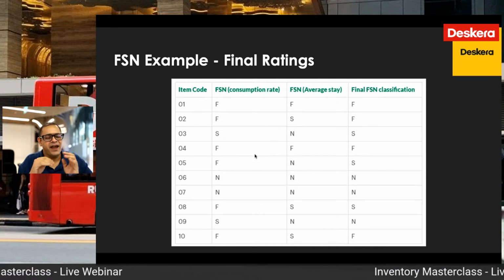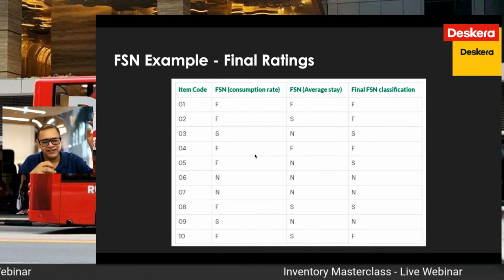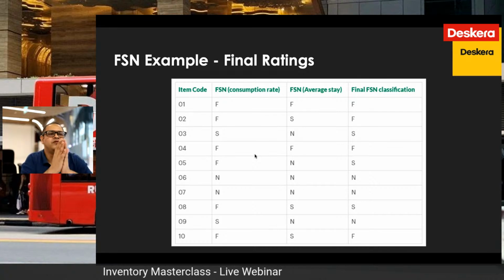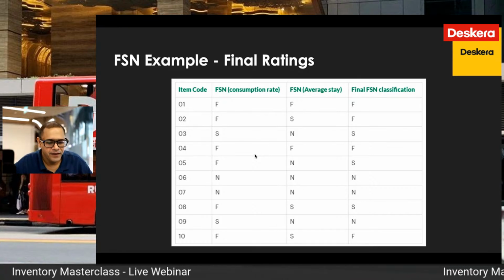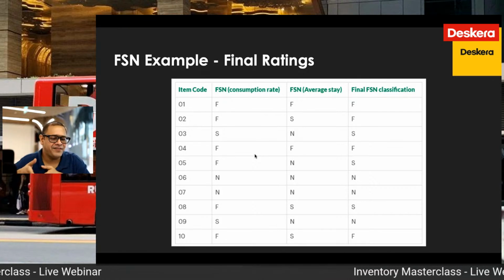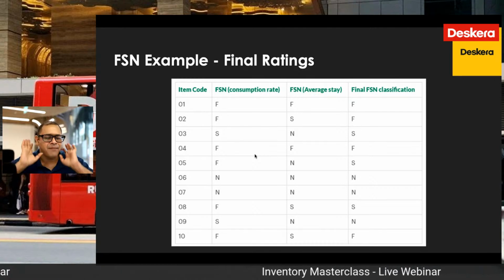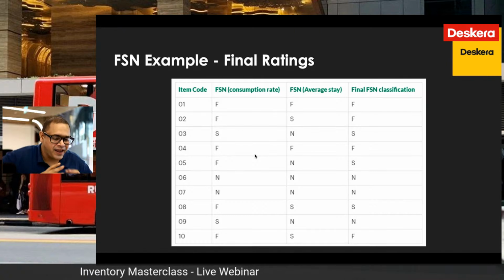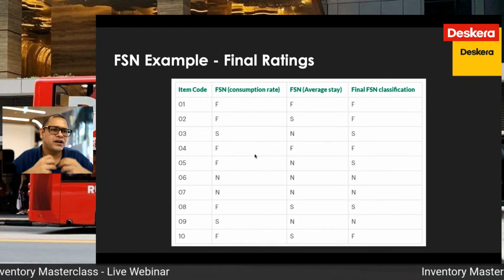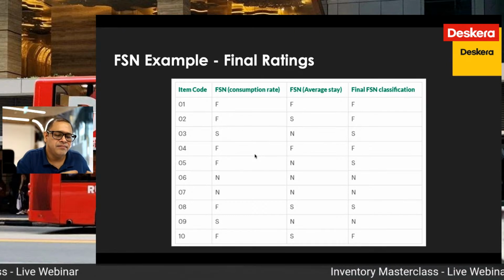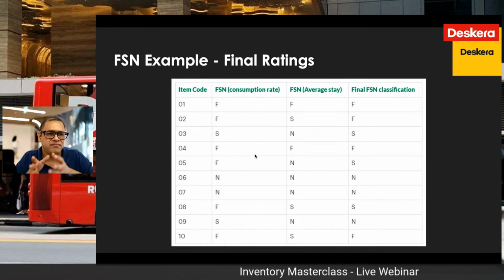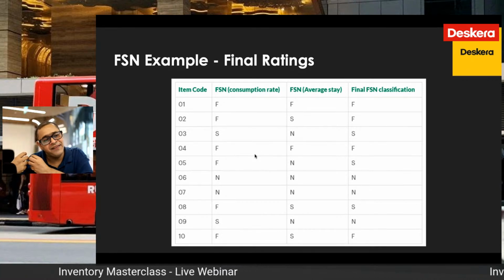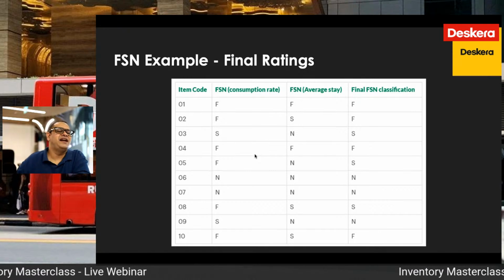All right. And if something is fast and non-moving, then we go with the average categorization, which is slow moving in this case. And that is how you do your final FSN classification, and that will give you a better insight of which items that you are holding need more inventory control, closer inspection, more audit, and which ones you either don't want to keep or you can let them be.